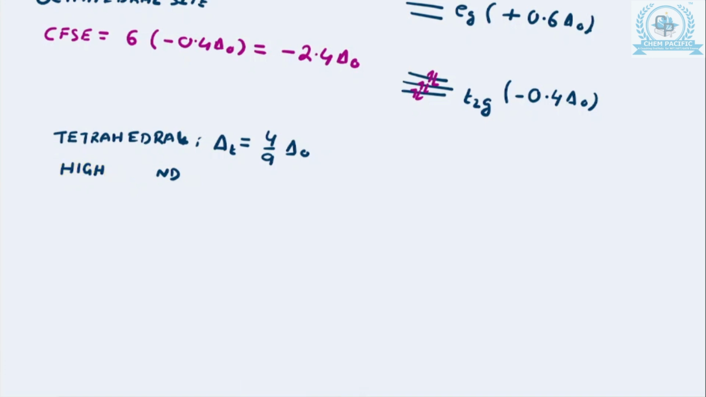They're always high spin complexes. So always remember this, the tetrahedral complexes are always high spin complexes. Now calculating the CFSE in the case of the tetrahedral field is a bit different. Now let's see, in the case of the tetrahedral field, what will happen?